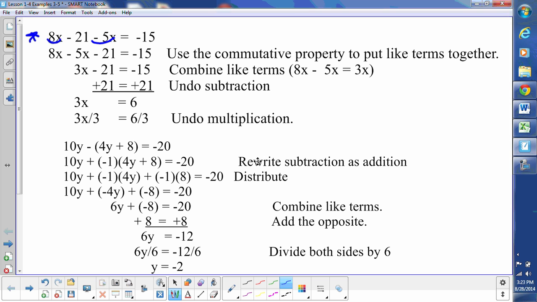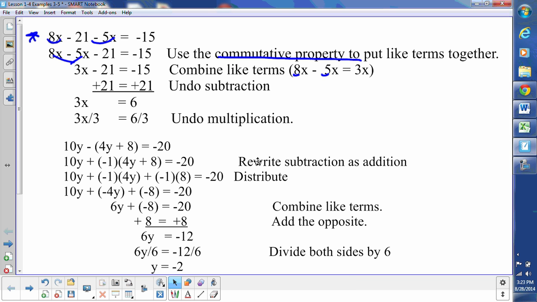Since I have an 8x and a negative 5x, I'm going to use the commutative property to put those like terms together. They're like terms because we have the same variable raised to the same power. To combine like terms, 8x minus 5x, you simply subtract the coefficients. 8 minus 5 is 3, so 8x minus 5x is 3x. Bring it down. 3x minus 21 equals negative 15.